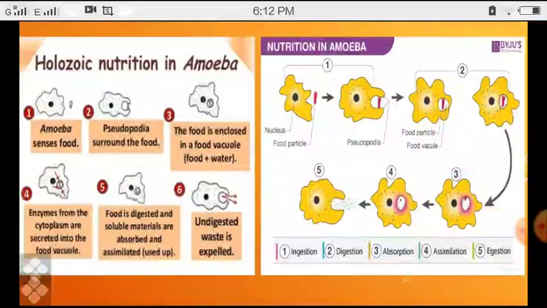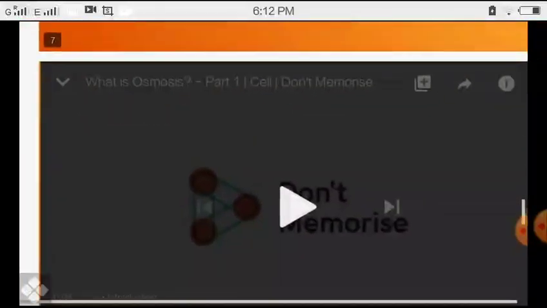The last part is egestion. The undigested waste materials are thrown out of the amoeba, where the pseudopodia move away from each other, making the food vacuole pass out of the body. This is called egestion. I have some videos for you students, please do watch them.